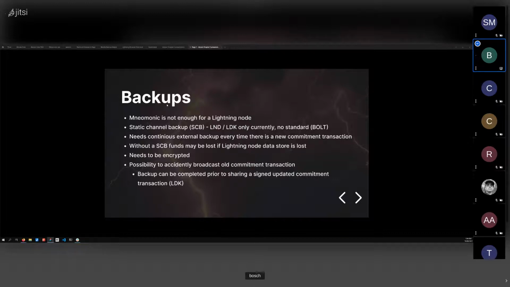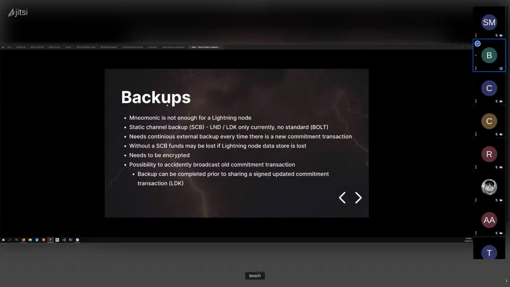Essentially, it backs up the commitment transactions and other metadata that pertains to your channels. But one issue it has is that it needs continuous external backups. So ideally you don't want to back it up on the same hard drive that you've got your blockchain data on, because if that all fails, or if someone malicious gets into that because you have bad security practices, you don't want them to be able to steal your static channel backup as well. They're probably going to steal your private keys anyway to steal your funds, but it's ideal to have this backed up externally. And this needs to be continuously backed up every time your channel state changes and commitment transactions are shared between parties.